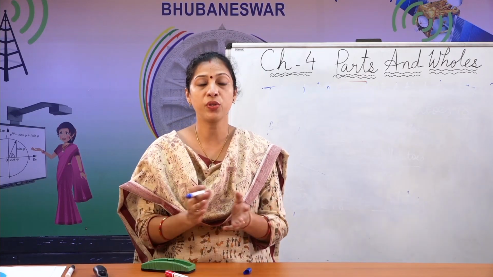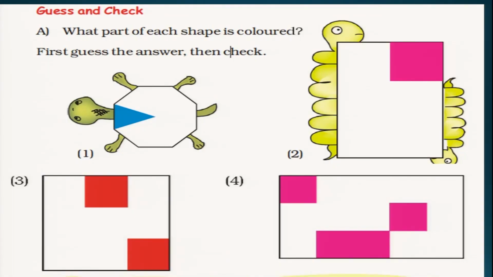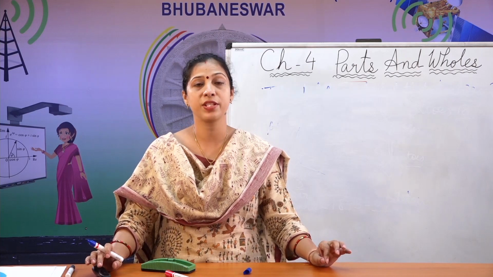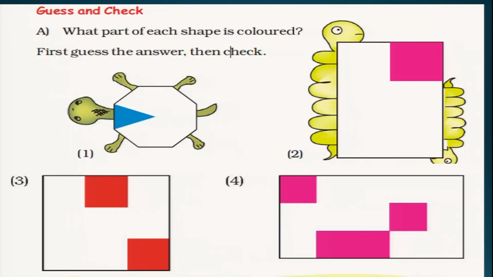Now children, to do this, first we have to find out what part of each shape is colored. You have to guess first, then check your answers. In this type of question, you have to always divide the whole thing into equal parts. Then only can we understand how many parts are colored and how many are not colored. So the first one, the tortoise, I am doing, and you also start guessing about the other shapes. So the first shape is a shape like this.